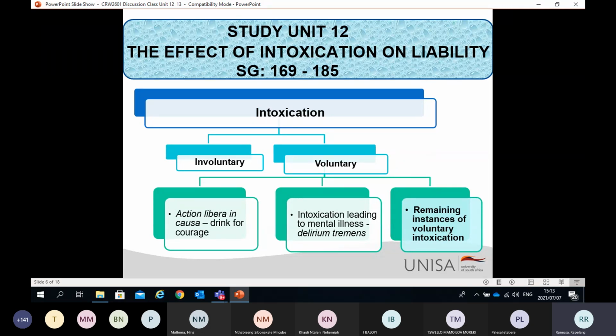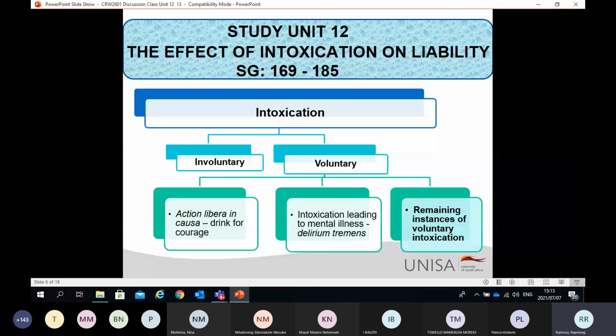There's also the other instance whereby intoxication leads to a mental illness known as delirium tremens. Delirium tremens in such instances is dealt with according to the provisions of Section 78 of the Criminal Procedure Act, mental illness. So because it's a recognized mental illness, in those instances, what will happen is that the accused will not be found criminally responsible, but will be sent to a mental institution. So instances of delirium tremens are dealt with as instances of mental illness.